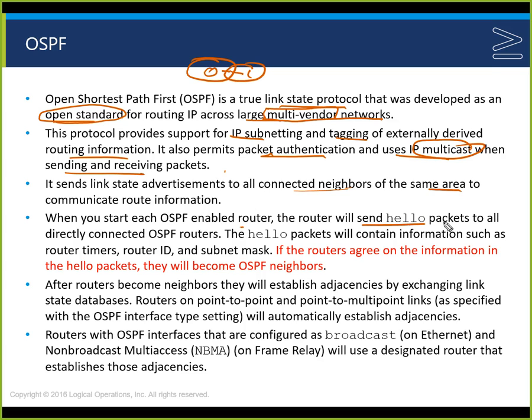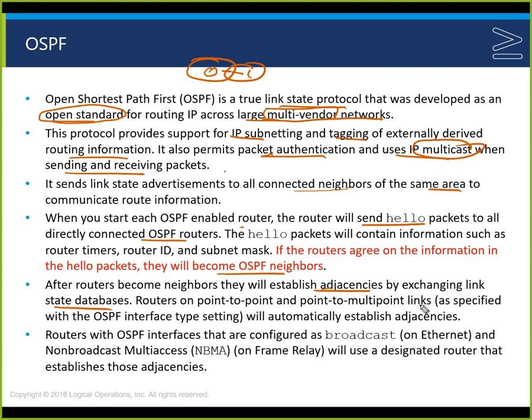We start to send hello packets to all the directly connected OSPF routers, containing information such as router timers, router ID, and the subnet mask. If the routers agree on the information in the hello packets, they will become OSPF neighbors. After they become neighbors, they establish adjacencies by exchanging link state databases. So they're going to exchange the databases, and then we'll use the Dijkstra algorithm to create the route table we want. The router will. Some smart guys figured that out.